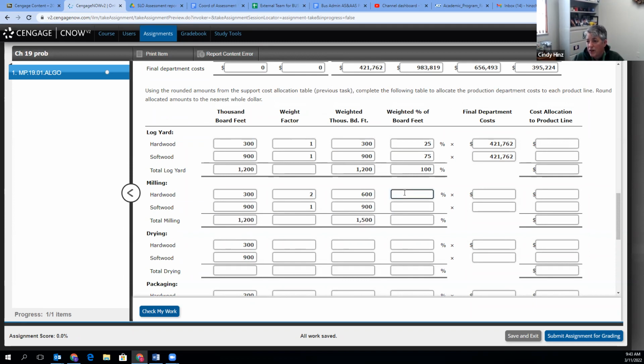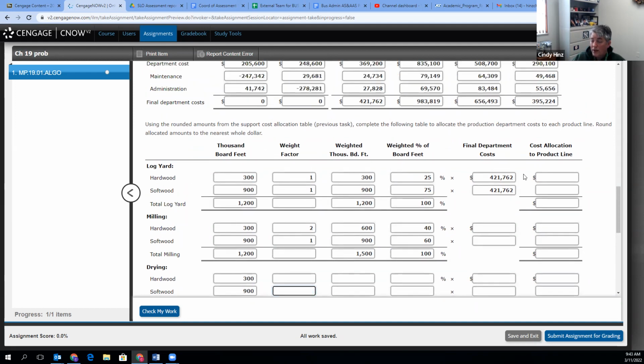So 600 out of 1,500, the hardwood is going to get 40% of the cost and softwood's going to get only 60%. So all the other ones are going to be the 25, 75.